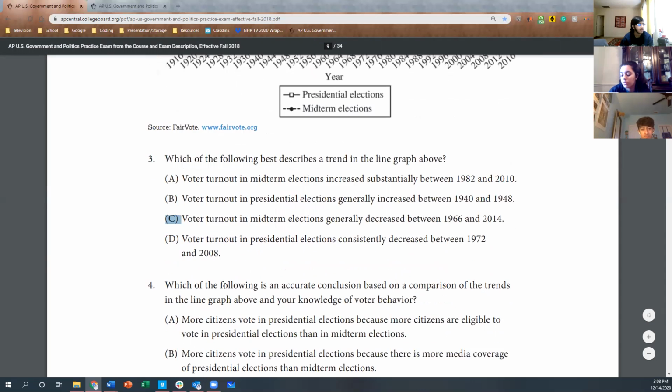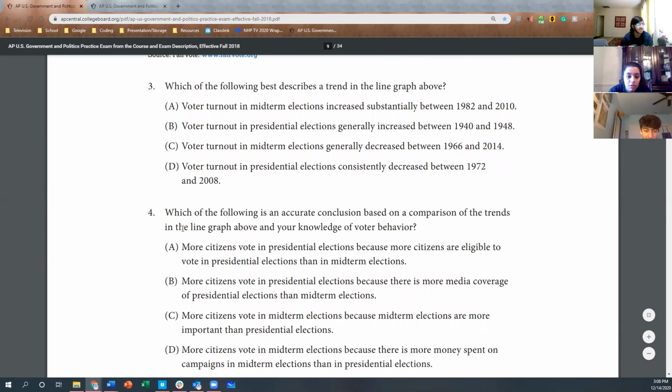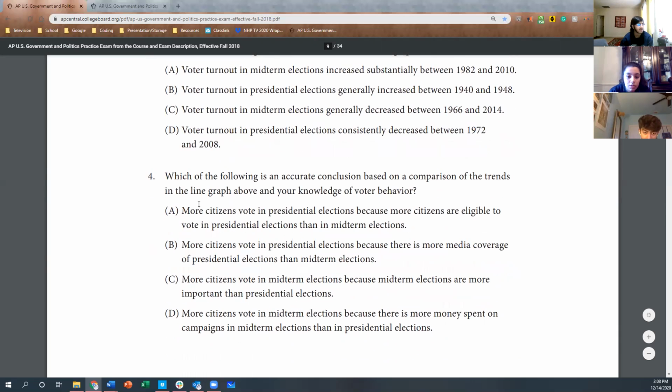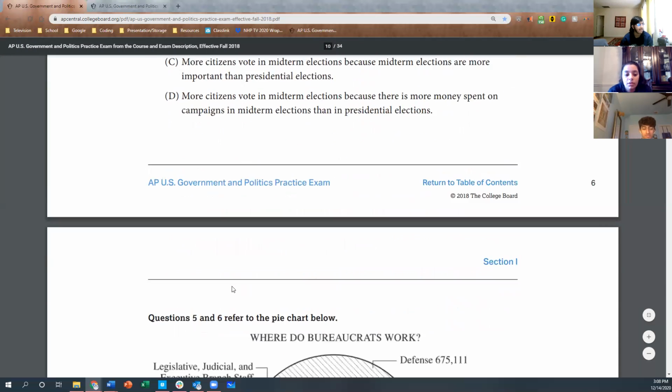Cool. Okay. Which of the following is an accurate conclusion based on comparison of the trends in the line graph and your knowledge of voter behavior? More citizens vote in presidential elections because more citizens are no, more media coverage, maybe. This one's factually not true because more citizens don't vote in midterm. Has to be B then. Yeah. Good. Okay. 5 and 6.